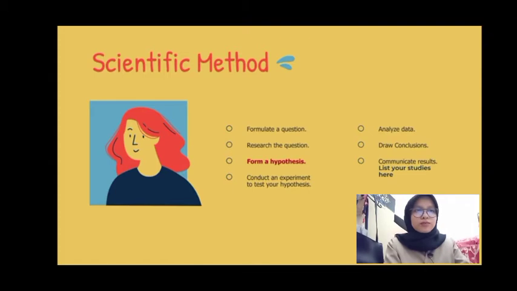There are some scientific methods. The first is formulate questions. Second, research the questions. Third, form a hypothesis. The fourth is conduct an experiment to test your hypothesis. The fifth, analyze data. The sixth, draw conclusions. And the last, the seventh, is communicate results. List your studies and communicate results.